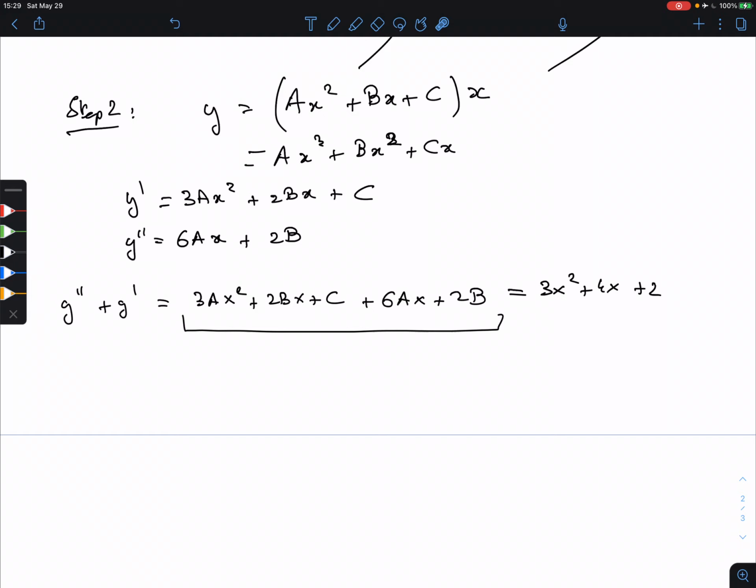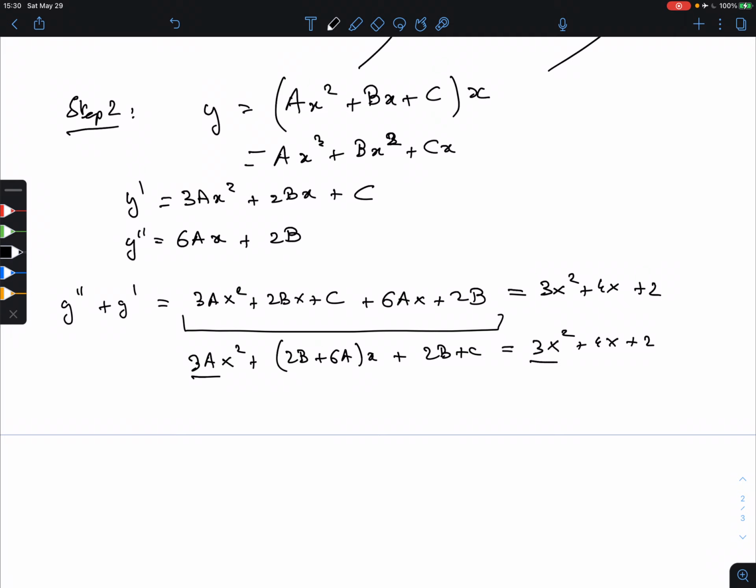Okay, so now we have everything. We know what we have to do. Let's group everything. So the powers, 3ax squared, what are the powers of x? We have a 2b plus 6a x, and we have a 2b plus c, and that is equal to 3x squared plus 4x plus 2.